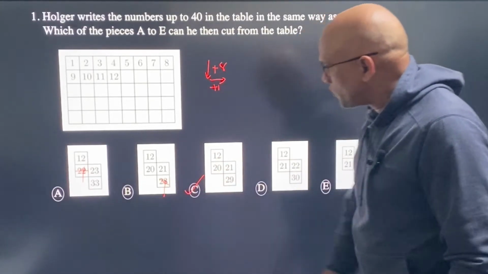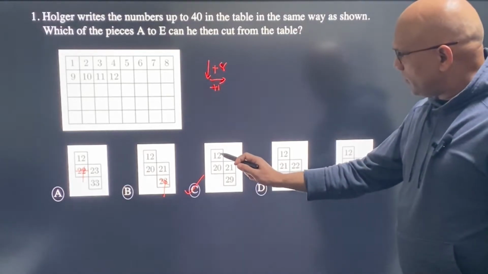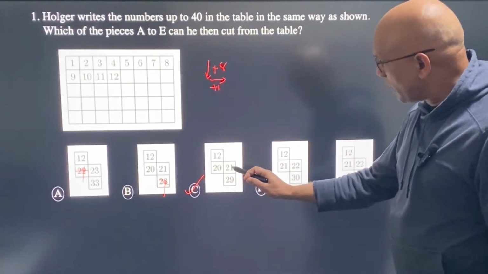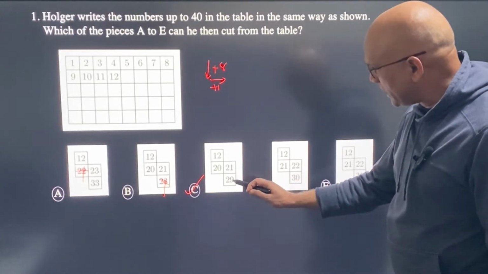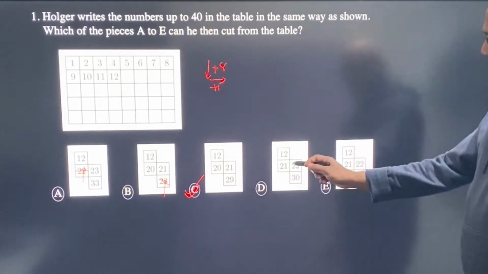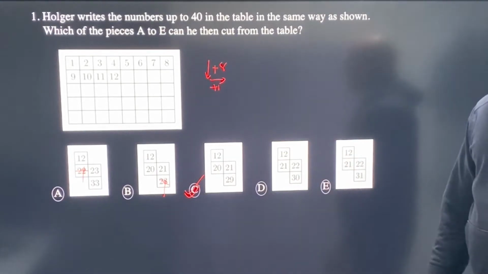Here 12 plus 8 is 20, which is fine. 20 plus 1 is 21, which is fine. 21 plus 8 is 29. So again, you get the same answer. You can check that these two will not work.